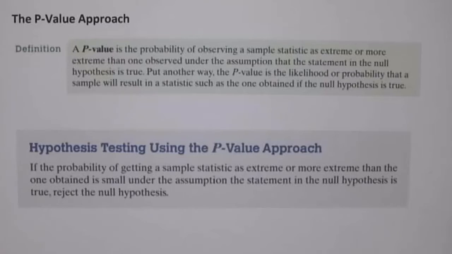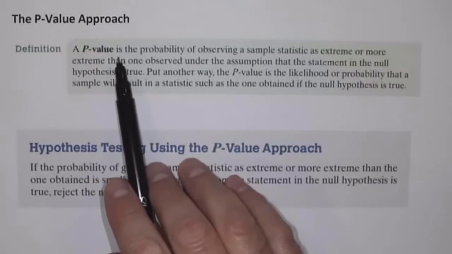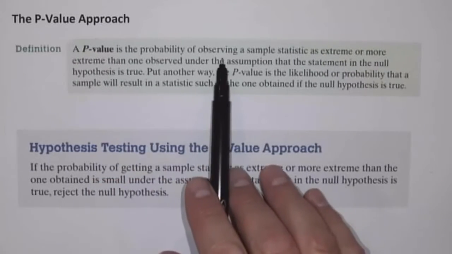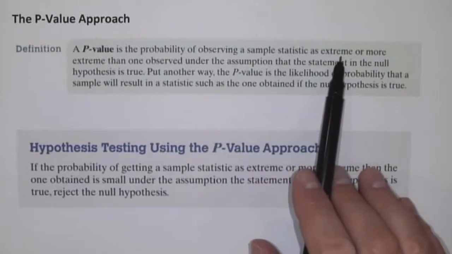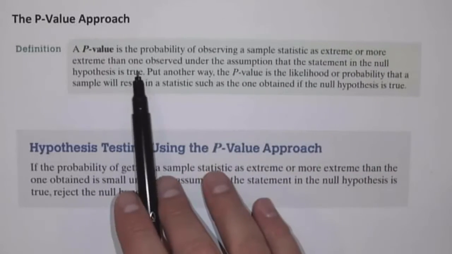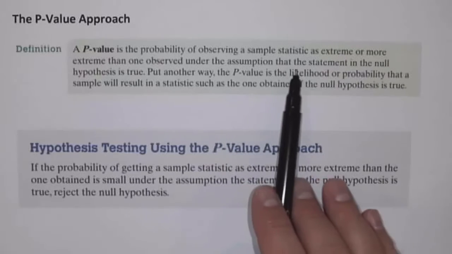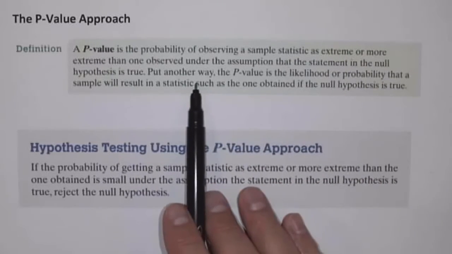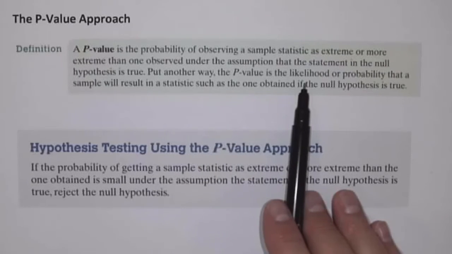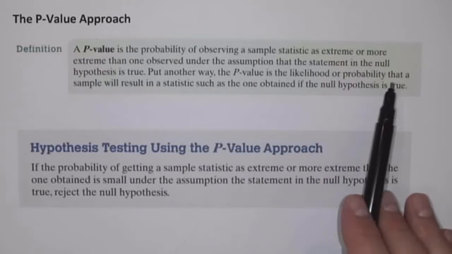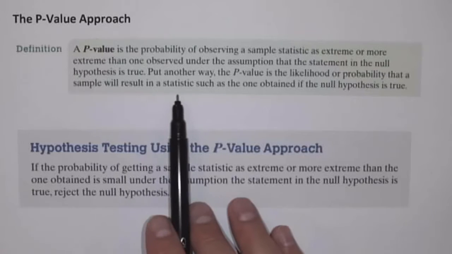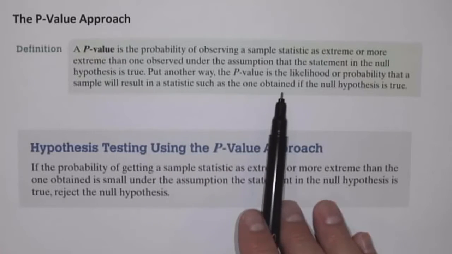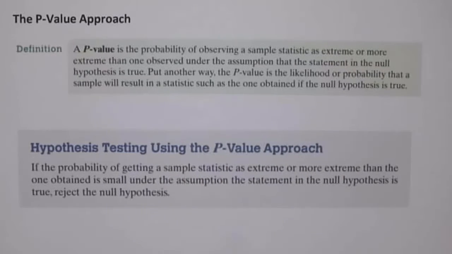So the p-value. A p-value is the probability of observing a sample statistic as extreme or more extreme than one observed under the assumption that the statement in the null hypothesis is true. Put another way, the p-value is the likelihood or probability that a sample will result in a statistic such as the one obtained if the null hypothesis is true.